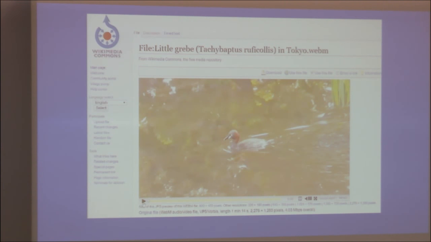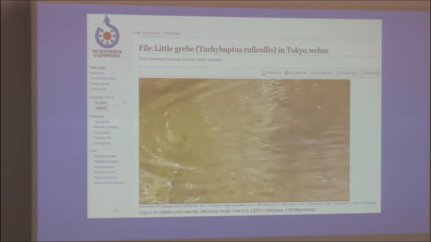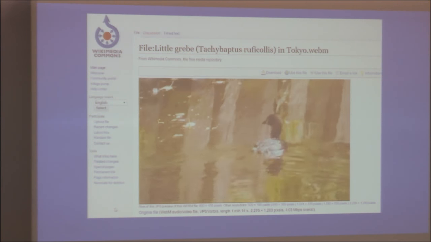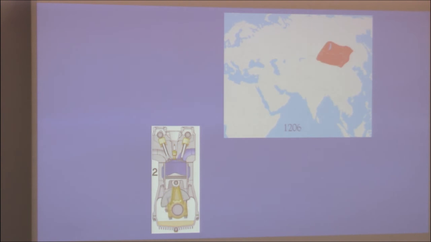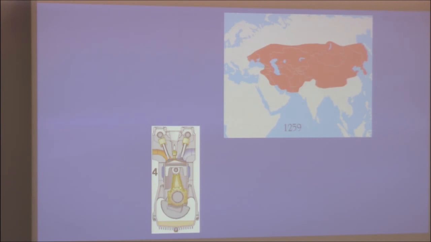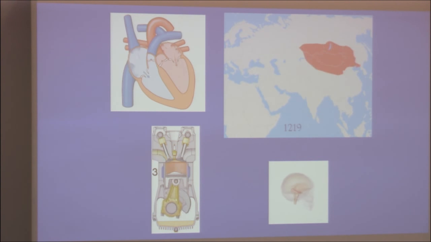So here is just a little video of a grebe. I use this as a metaphor to illustrate an idea, but you can see if you're in biology, there's all sorts of moving images that you can often find on Wikimedia. You can also find things like, here's a combustion engine. Up on the right is the Mongolian Empire and its expansion. Here you can have a beating heart. All of these kinds of things are available, and you can use them as motion.